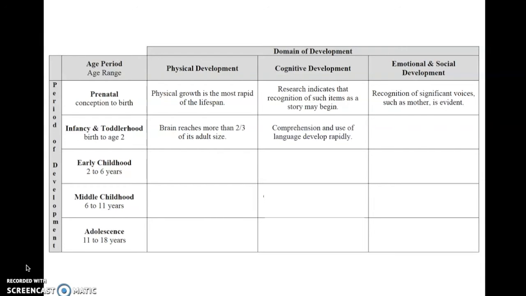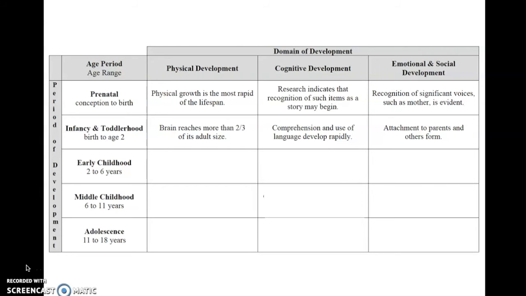For cognitive development, you should have comprehension and use of language develop rapidly. A baby comes into the world only able to communicate with cries. By 2 years, most children can use simple sentences. Finally, in the emotional and social development domain, you should have attachment to parents and others form. We'll discuss attachment in more detail later in this semester.